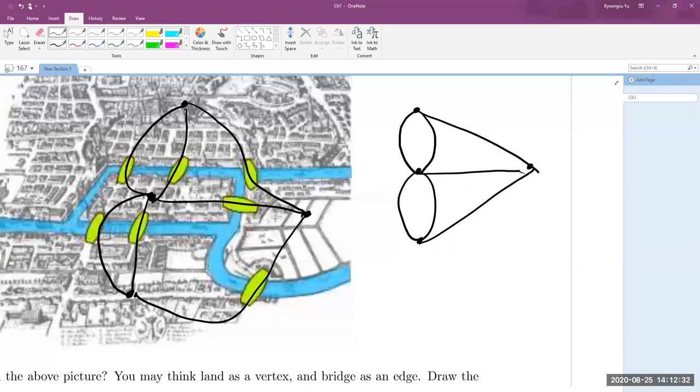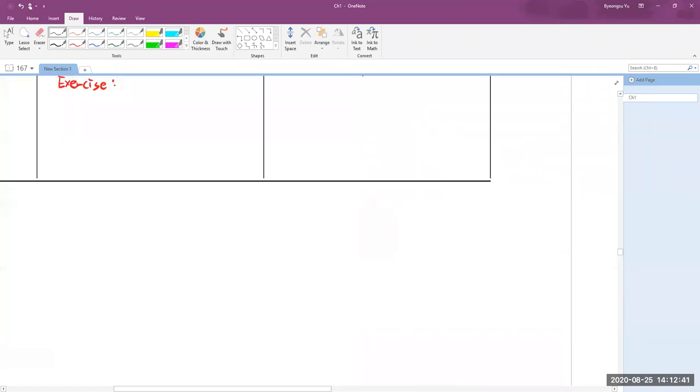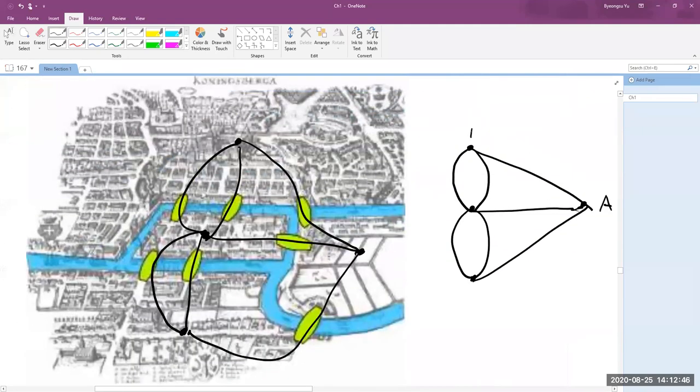So that's our question. To figure that out, first of all, we need to figure out the degree of each vertex. Say this one is A, B, C, D. Okay. Then degree of A is 3. Degree of B is also 3. Degree of C is 5. And degree of D is 3, right? So in this case, every vertex has odd degree, and there are 4 odd degree vertices. So there is no way to visit all bridges exactly once, right? You need to have at least one edge repeated for crossing the river, right?